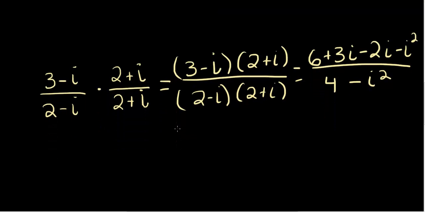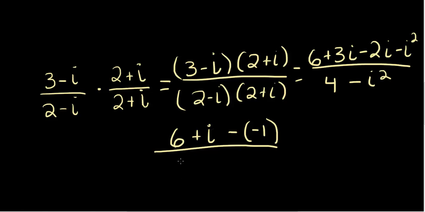So then we have 6. 3i minus 2i, that is i. Negative i squared. So negative, and then the i squared, I know that is negative 1. Notice that I'm writing two negative signs because this first negative sign belongs to the algebraic expression. And then I know that i squared is negative 1. And then under this is going to be 4 minus i squared, that is negative 1.